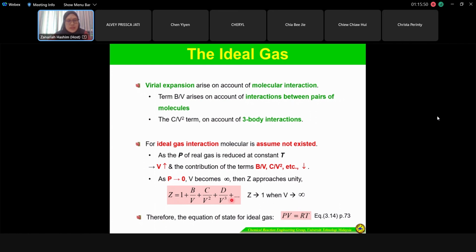So what are the conditions or situations in which you can assume a specific gas behaves like an ideal gas? Here, as P approaches 0, V becomes infinity, and then Z approaches unity. So any gas, if the pressure is low enough, near to 0, then you can assume that the gas is behaving like an ideal gas. So for ideal gas, you can conveniently use the equation PV equals RT.